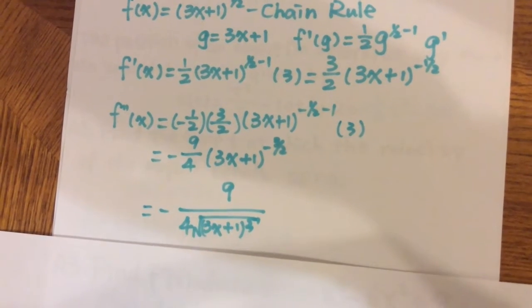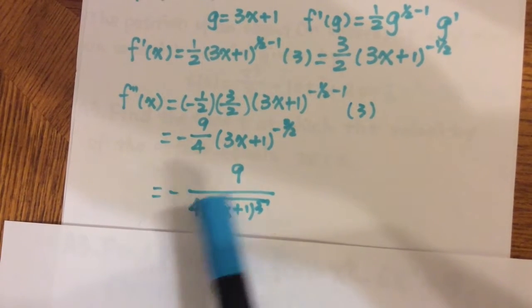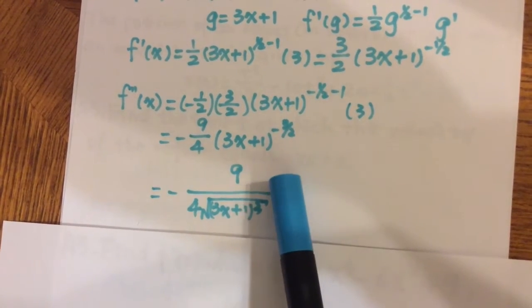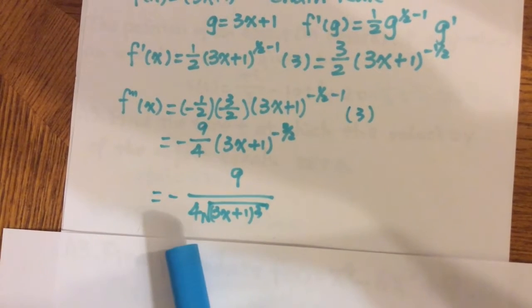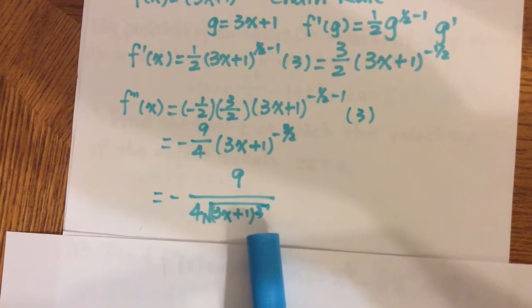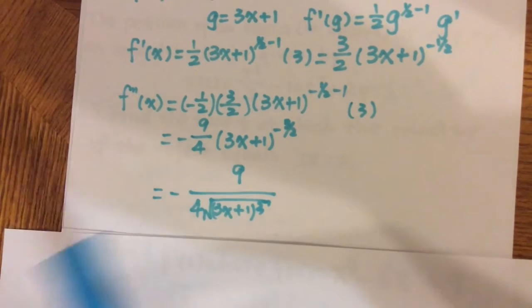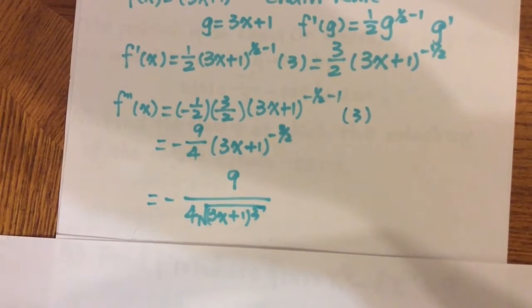So finally we got this answer: minus, on the top is 9 and on the bottom is 4, and in the square root is 3x plus 1 to the power of 3. So this is the final answer of A2. Next we will go through the third one.